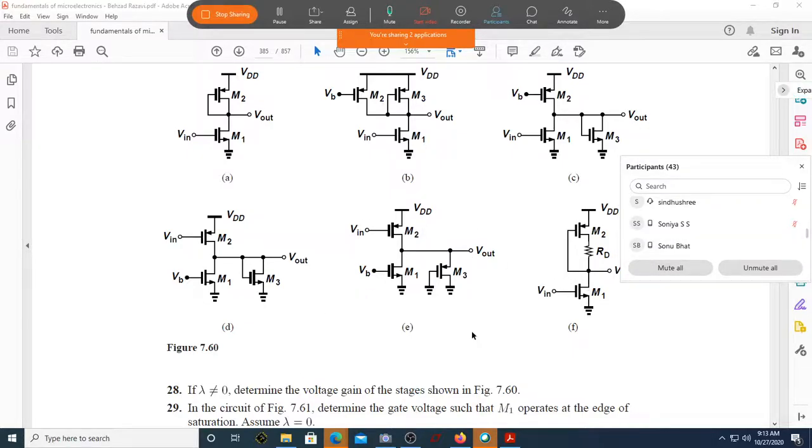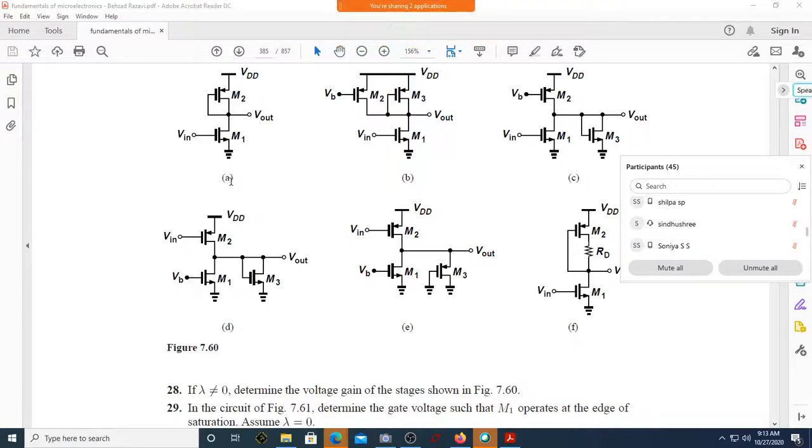Just have a look at this figure number 7.60, and if you can see here, question number 28. If lambda is not equal to 0, determine the voltage gain of the stages shown in figure 7.60. All these are in figure 7.60, correct? So we need to find out the gain of A to F.